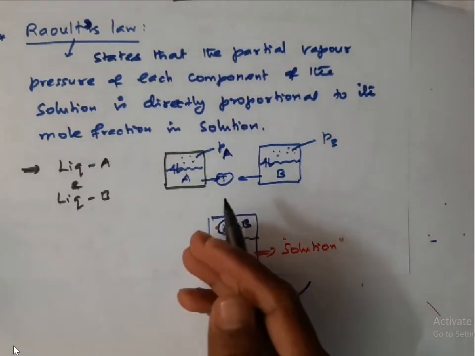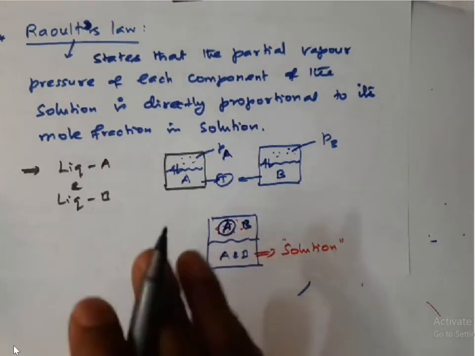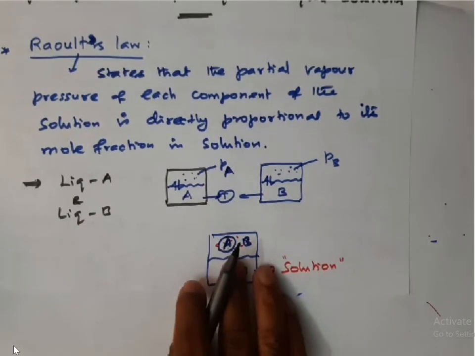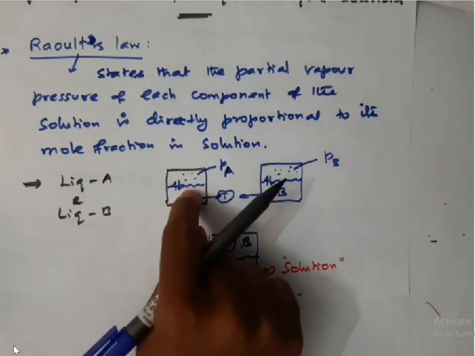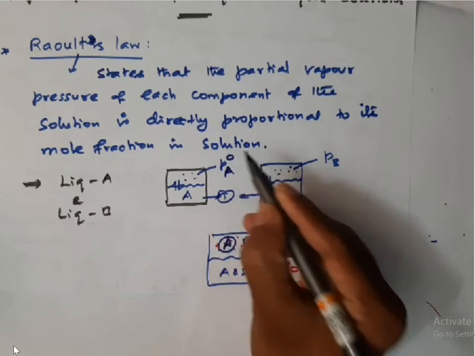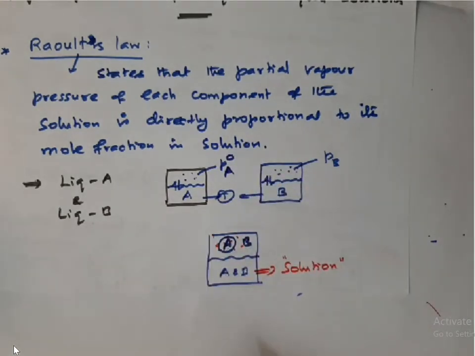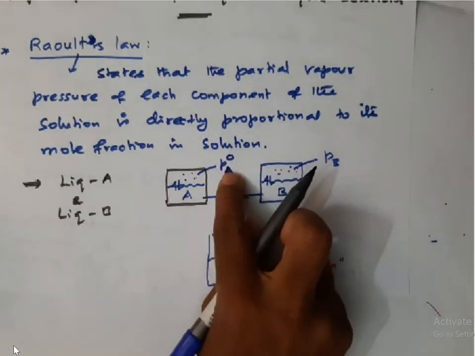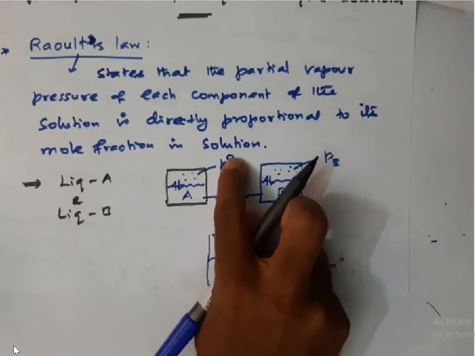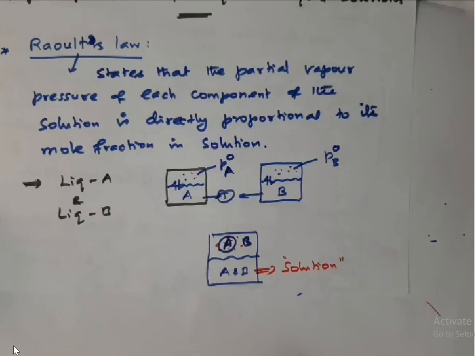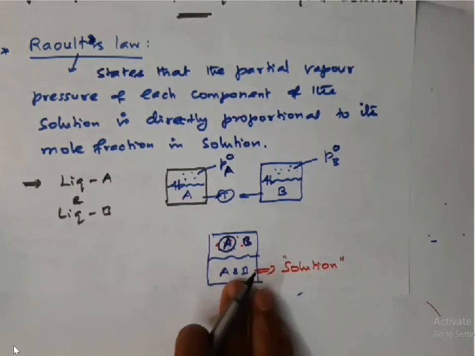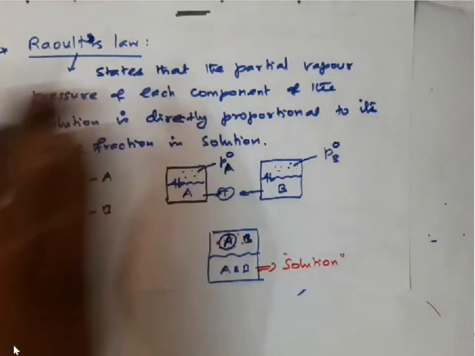We call this pressure, students, and there is a notation we have to follow. In the case of pure liquid, we should put a naught symbol at the superscript. P naught A means the vapor pressure of pure liquid A. P naught B means the vapor pressure of pure liquid B. Now we have come to solution. For solution, we have to apply Raoult's law.